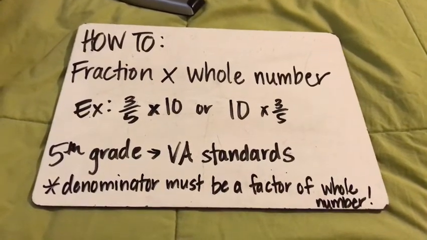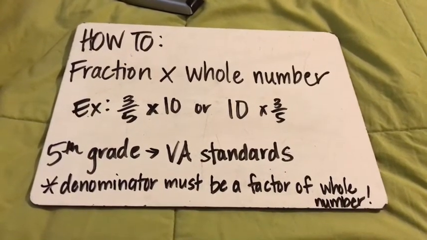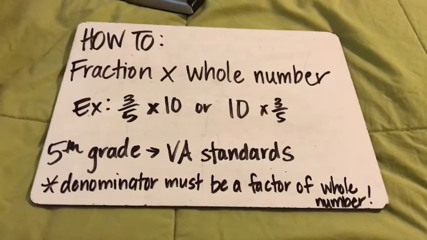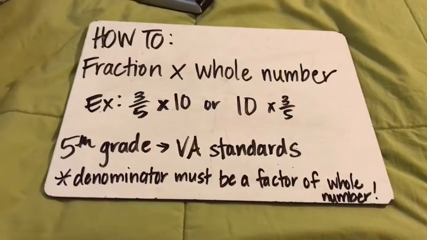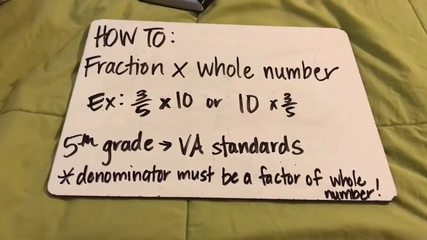Today I'm going to do a lesson on how to do fraction times a whole number. For example, 3/5 times 10 or 10 times 3/5. This is a 5th grade standard for Virginia.